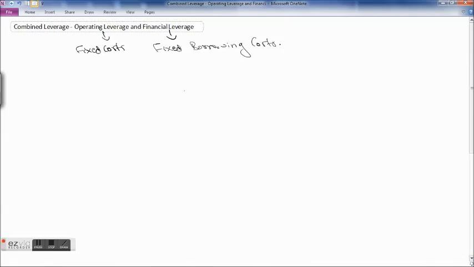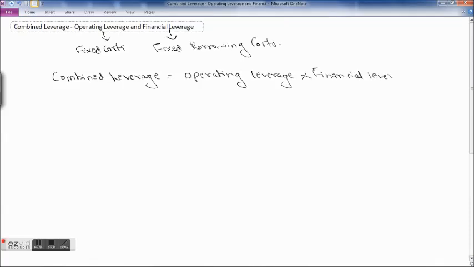Now combined leverage is what? Your operating leverage into financial leverage. Okay, to understand this better, let's prepare one format of profit statement. You have sales. Then you have variable cost.